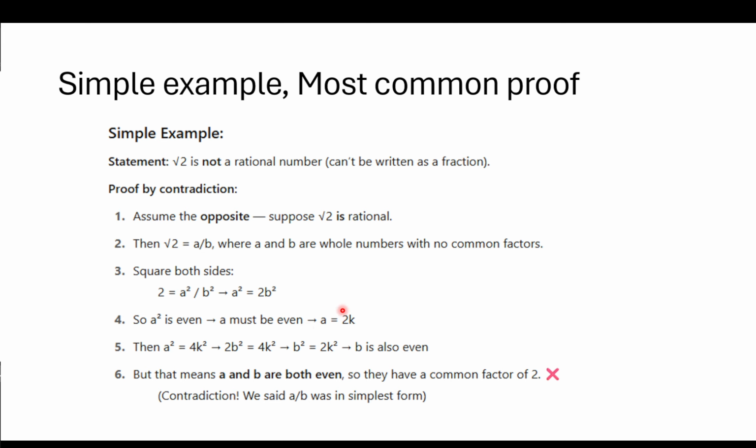Okay, that means that if a is even and b is even, they have a common factor of 2. And that is a contradiction, as we said in our proof: root 2 equals a over b, where a and b are whole numbers with no common factors. Okay, so that's the whole layout on this.